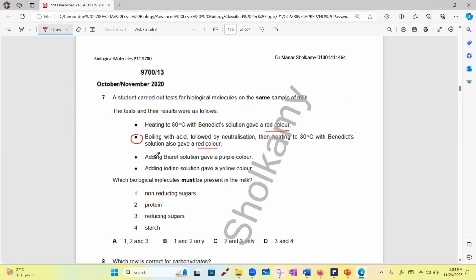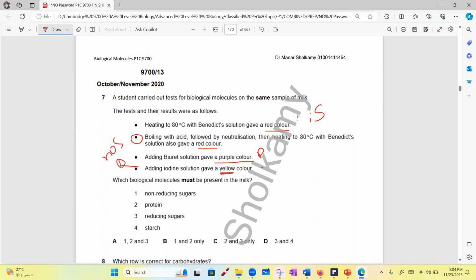They did not say a darker color. I want to just put this in consideration. Adding biuret gave a purple color. So it contains protein or no protein? We said it has reducing sugar. Protein. Yes, there is protein. Adding iodine will give a yellow color. So there is starch or no starch? No starch.